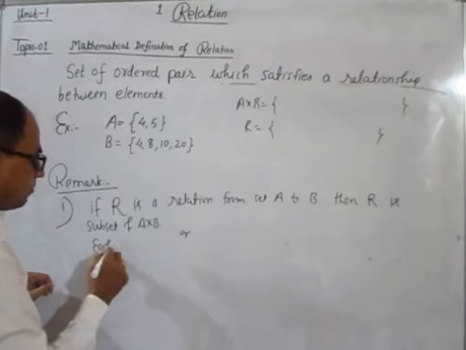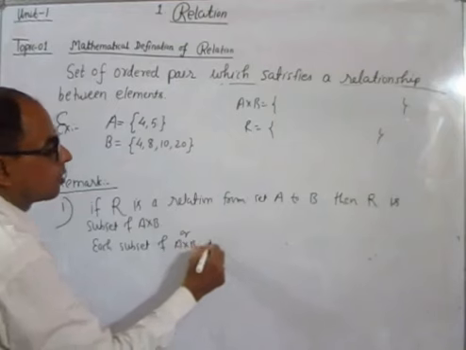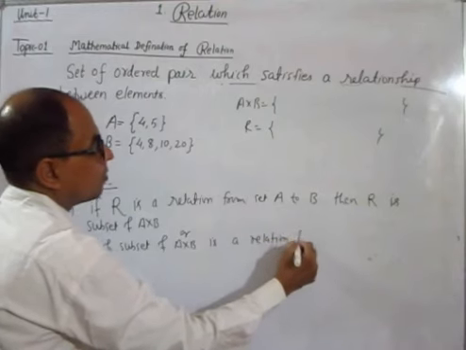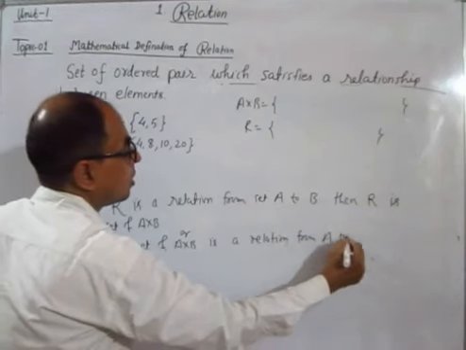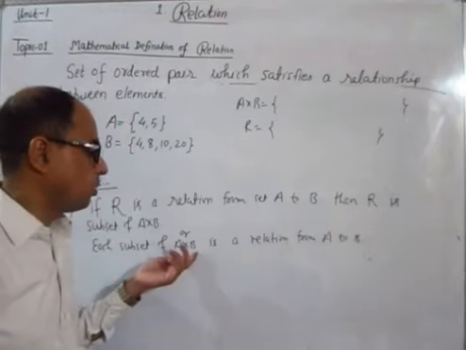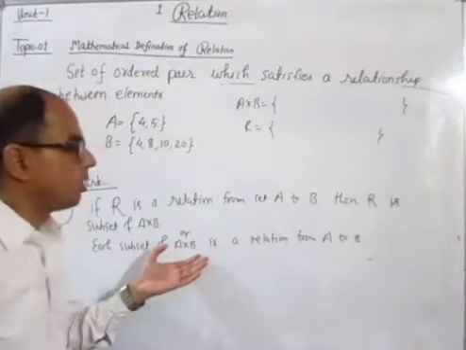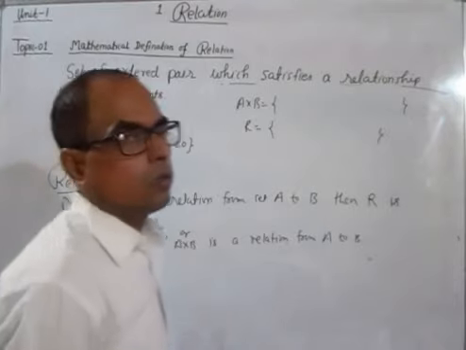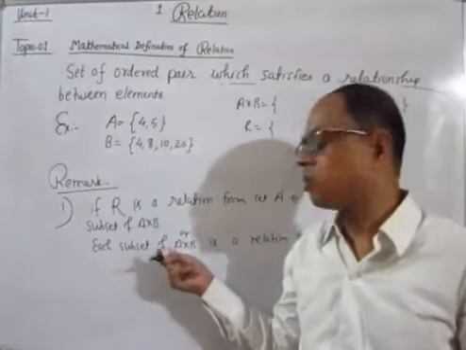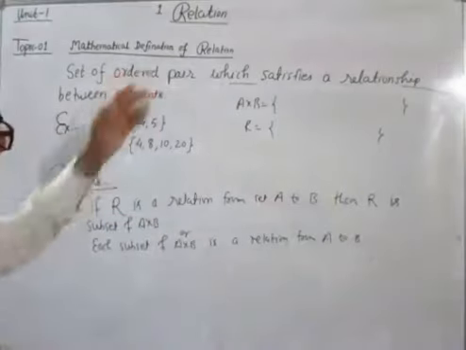Or we can say that each subset of A cross B is a relation from A to B. In another way, each subset of A cross B is a relation from A to B. Actually in the book you will get this definition of relation. In many books they write that a subset of A cross B is called a relation. Clear? So we have written the same definition in another way.